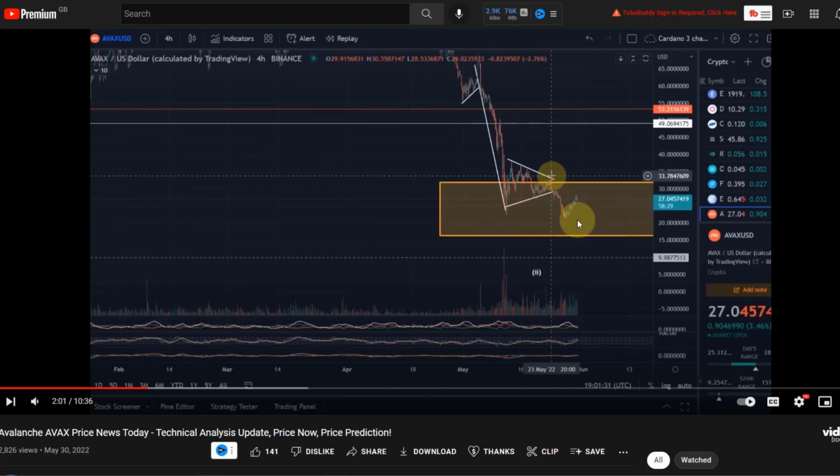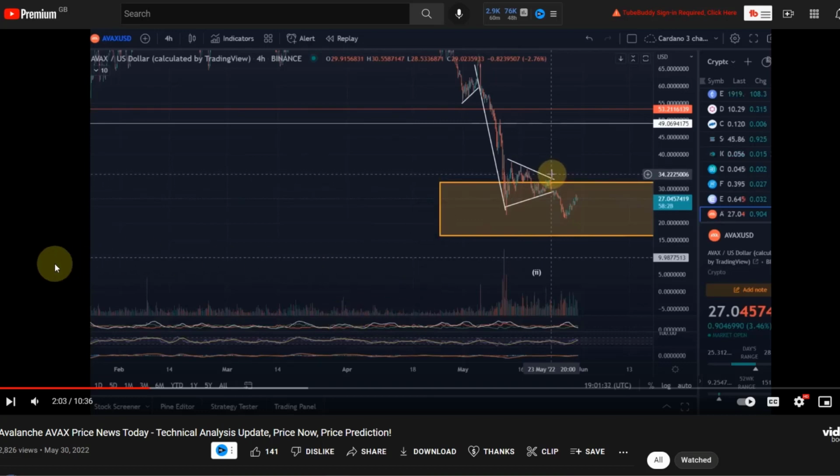Let's take a look at the AVAX chart. I'd like to show you what I said about AVAX on the 30th of May. I have done update videos since then, but I think sometimes it's good to look a week back, 2 weeks, 3 weeks back to understand where we started from and to understand how well the Elliott wave method can help us understand future price moves.